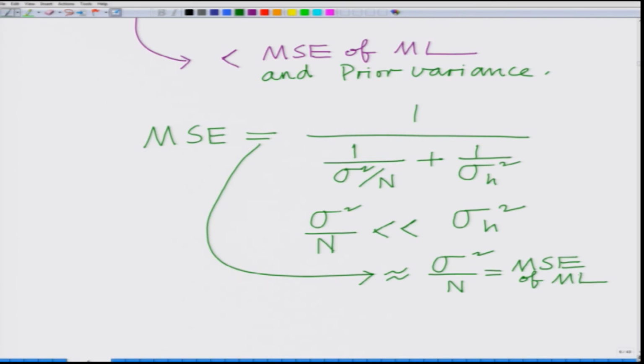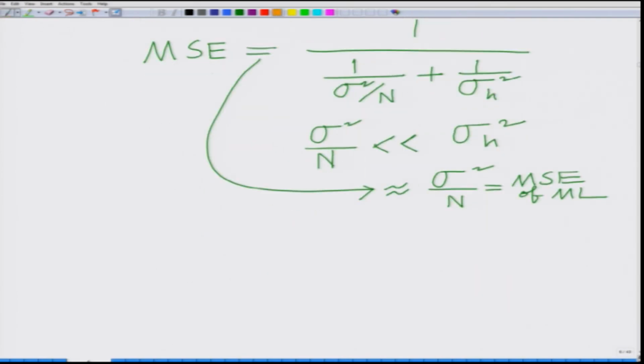On the other hand, in the other scenario, if the prior variance sigma h square is much less than sigma square over n, then 1 over sigma h square is much greater than 1 over sigma square over n. So, this first term, which will be this term, will be dominating in this scenario.